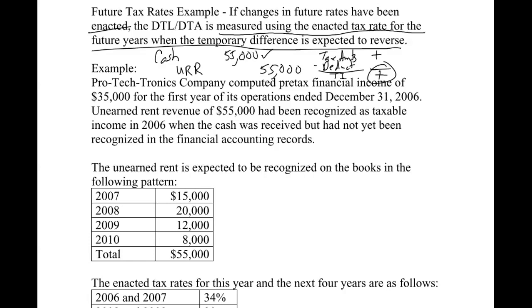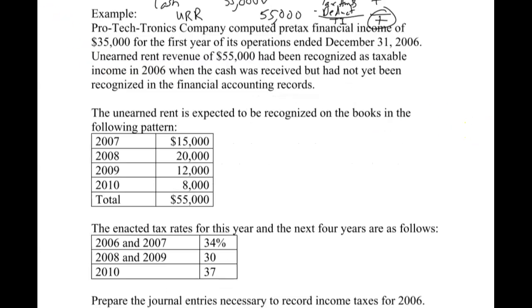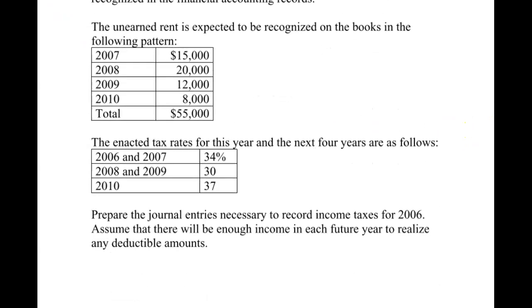All right, so the unearned rent is expected to be recognized in the following pattern. We can see here's the $55,000, and this is how it reverses out over the 4 years. And now here we have the enacted tax rate for this year and the next 4 years as follows. So this is a little extreme. The rate's jumping all over the place, but it helps illustrate the example.